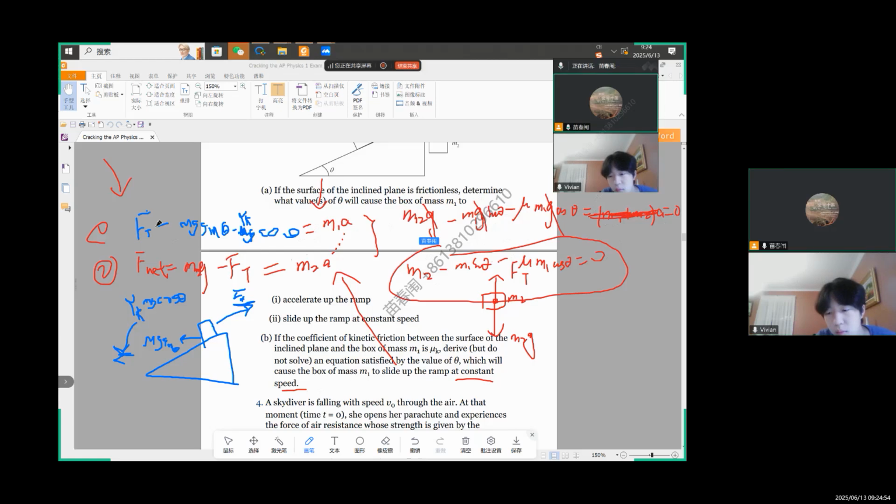So what should we be careful with? We should be careful that sometimes we use the system, sometimes we use the separate object, right? You can know that separate object is actually more popular, right? And also it's more complicated, but they're more popular.